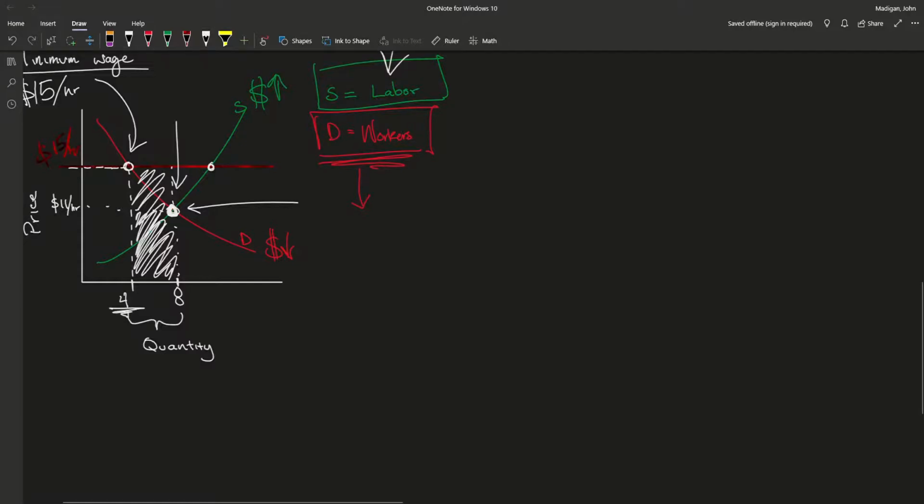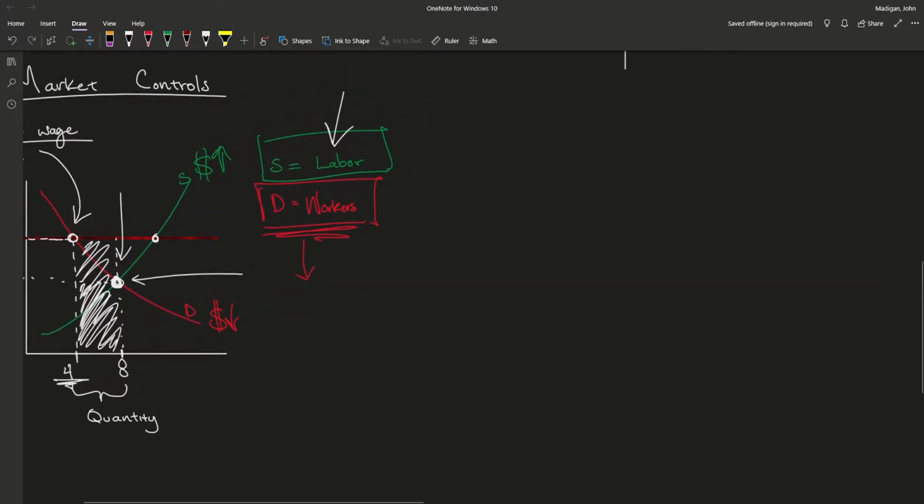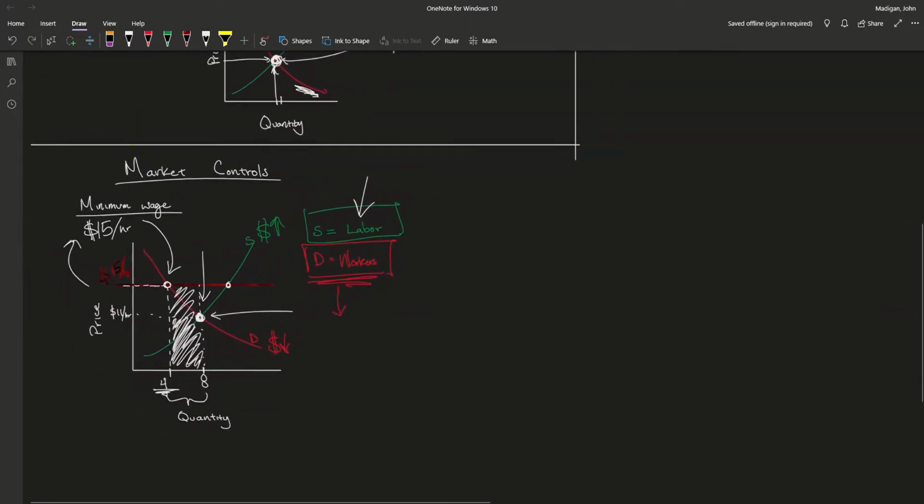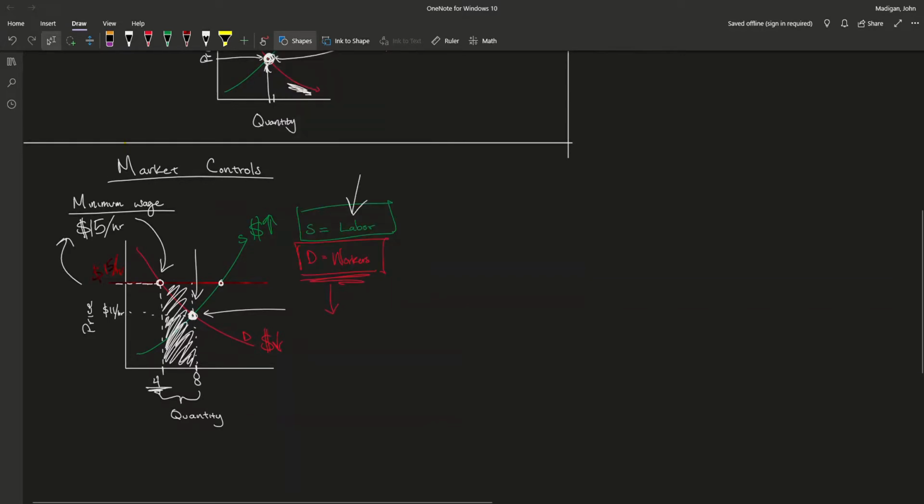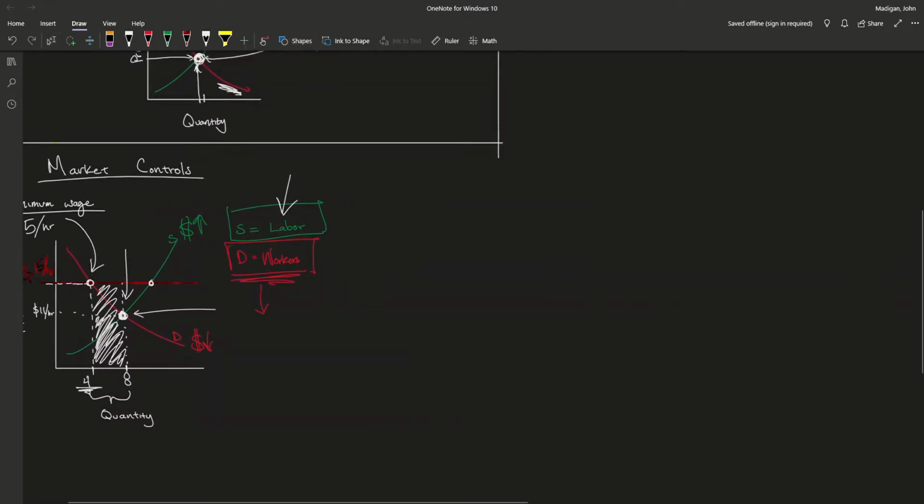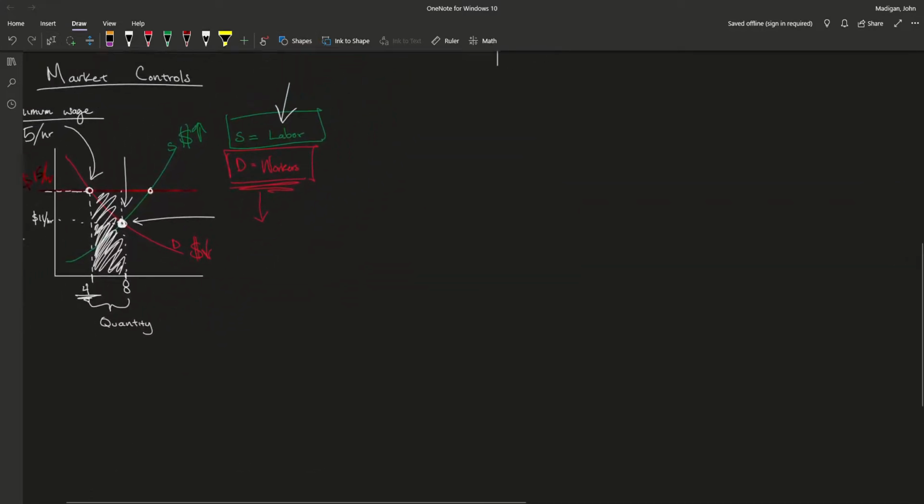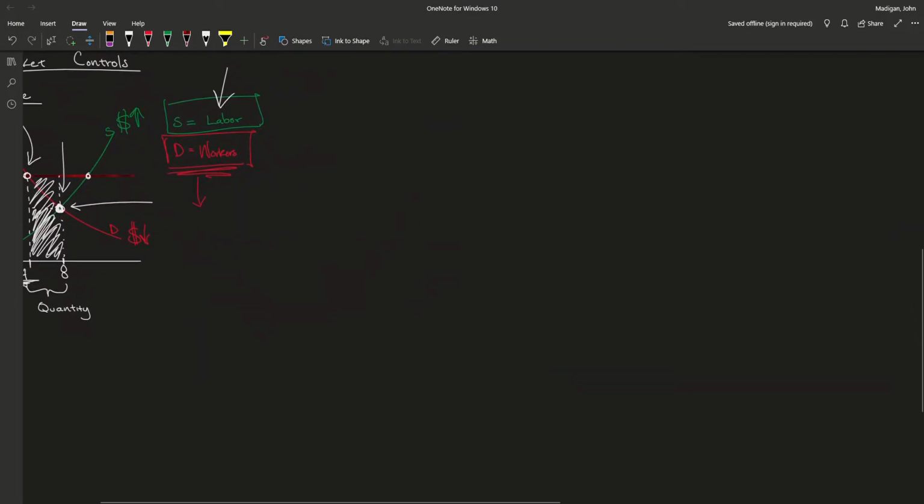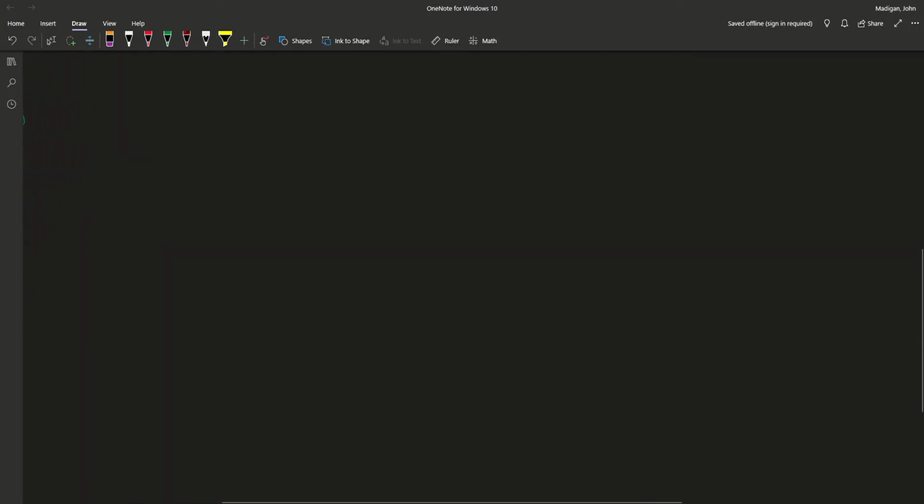Okay, now let's move on to some price controls as another example. Remember, don't worry if you haven't heard about some of this stuff. If you haven't heard about price controls before, no big deal. I'll do my best to explain it to you really well, and we can work on it together.